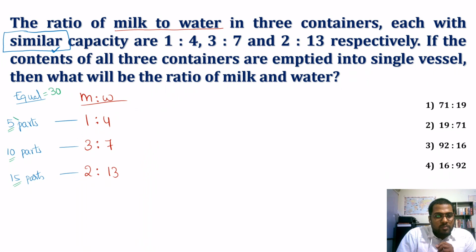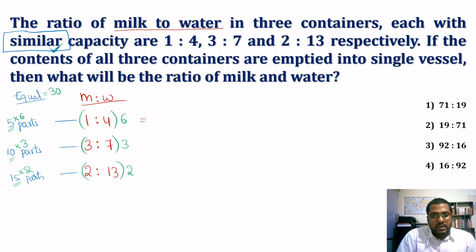To make the volume 30, I multiply the first ratio with 6. The second ratio volume is 10 parts into 3, 30. And the third container volume is 15 parts into 2, 30. Now all the containers are having the same capacity. Now they are mixed into a third container.